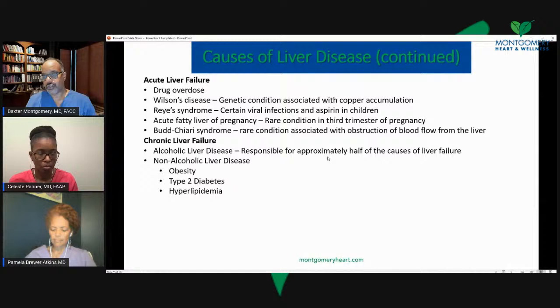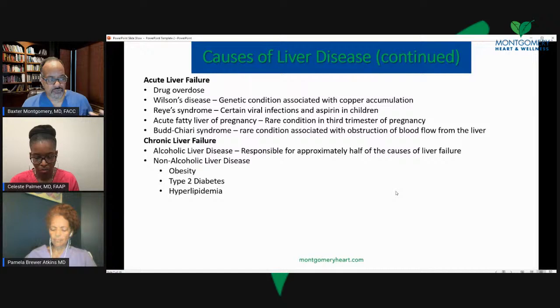And then non-alcoholic liver disease associated with obesity, type 2 diabetes, and hyperlipidemia. Now, we like to give titles. We like to say, oh, type 2 this and the other. But I want you to look at these three and lump them together. It's really a metabolic process. So I'd like to group these as abnormal metabolism contributing to non-alcoholic liver disease.